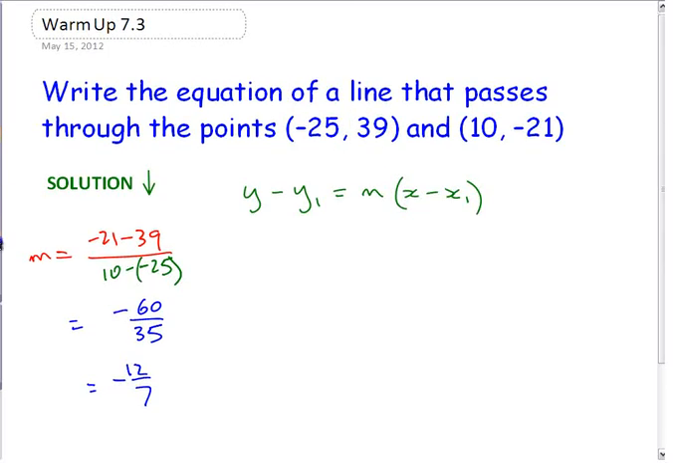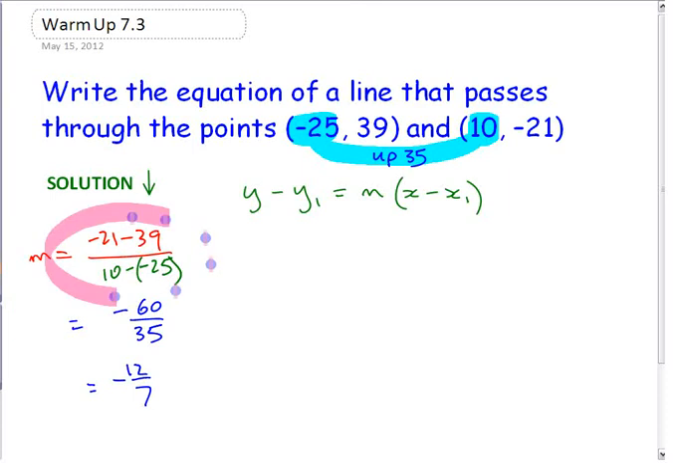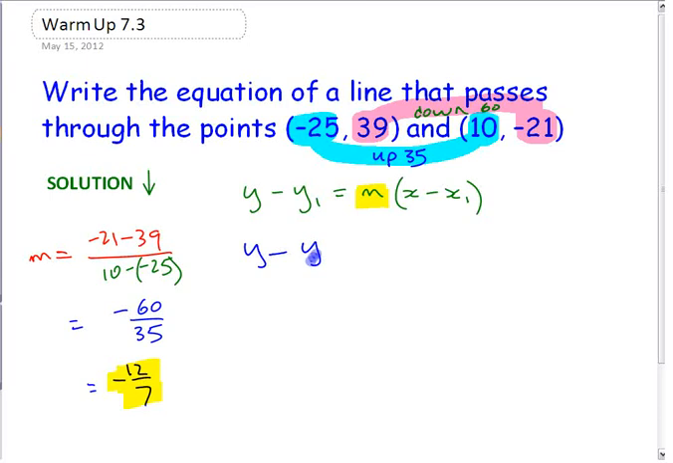The other way you can do that is just to look and say, when this goes up 35, this goes down 60, if you don't like the slope formula. And then just sub those numbers in. There's the slope, so put that number in. And then just put one of the points in, right? y minus y1. We want to sub in one of these 2 points.